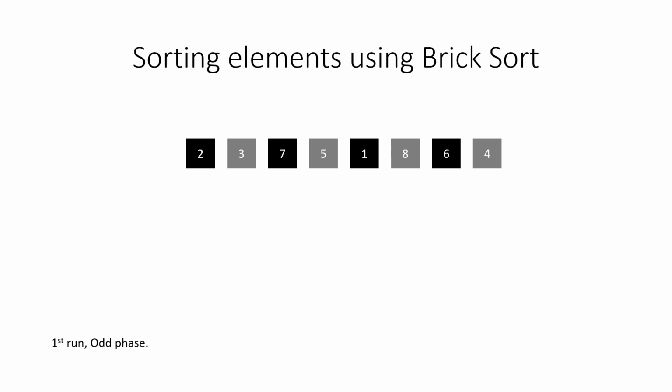In the first run, which is the odd phase, we only care about the odd indexes. Now in our first index, this is odd, we will compare the value of this, which is 2, to the value of its immediate successor, which is 3, and swap if they are out of order. But since these two are in the right order, then we don't need to swap them.